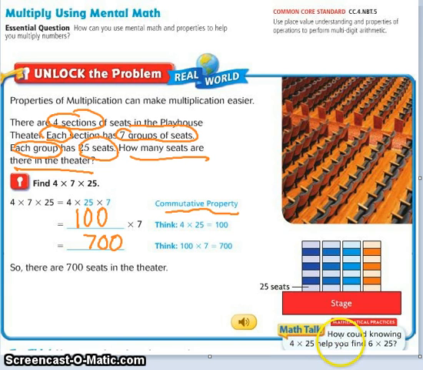So let's think about this. How could knowing 4 times 25 help you find 6 times 25?